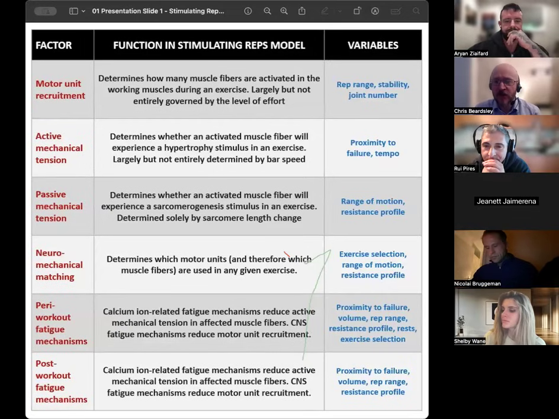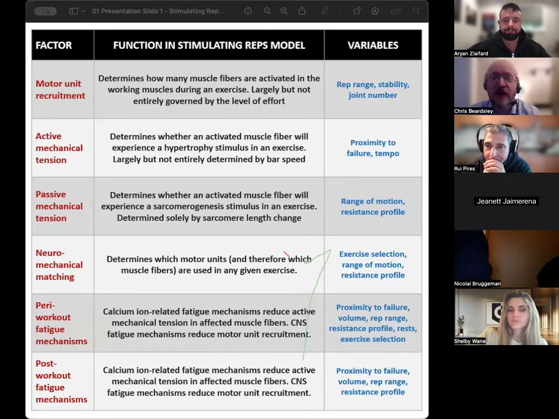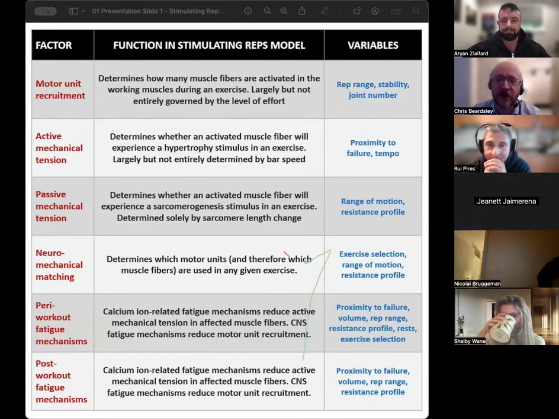So that was really just a presentation of the stimulating X model overall. Didn't want to spend too much time on that. I felt like we were starting to get a bit bogged down on that, so I wanted to run through that quickly.